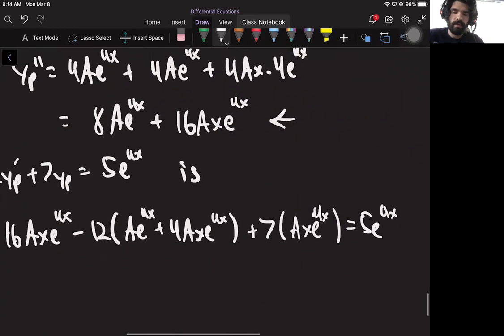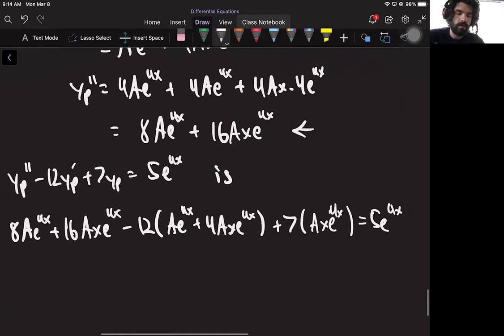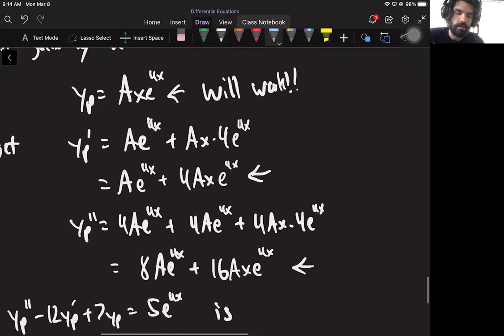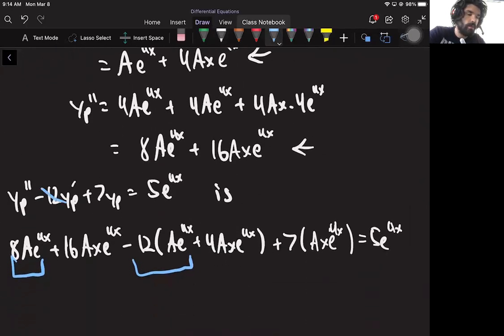And then we are just going to combine like terms. So I want to get all my e to the 4x's together. So there's 8a of them there, minus 12a of them here, for example. Oh, wait. Oh, I switched the 12 and the 7, didn't I? Oh, just right here. Okay, sorry. So this is a minus 7 plus 12. Okay, so let's fix this.